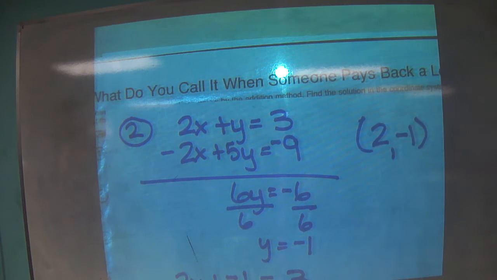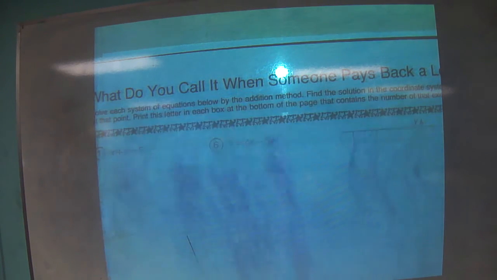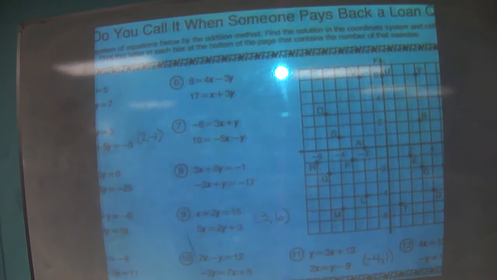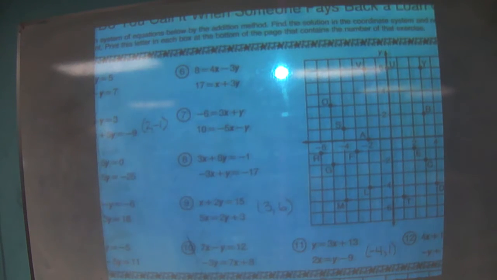That's our xy coordinate. That's where the two lines intersect. So looking at 2, -1, starting at the origin, x is 2. Move 2 to the right on the x-axis and 1 down on the y-axis. So there's your 2, and the letter is E. So here in box 2, you're going to write the letter E. Really? Because it says find the solution in the coordinate system and notice the letter at that point. Print this letter in each box at the bottom of the page.